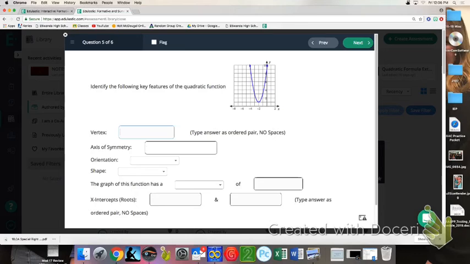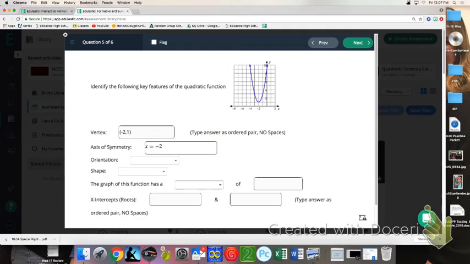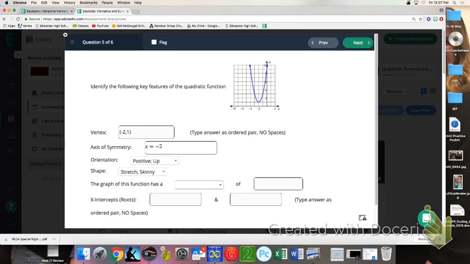What's my vertex here? -2, 1. Again, needs parentheses. What's my axis of symmetry? X equals. If you don't put the x equals, it marks it wrong, and I will keep it that way. I'm not giving you credit if you don't put the x equals. Orientation? Up. Shape? Skinny, because up 1 over 1 doesn't get me on the graph. It's just off the graph.